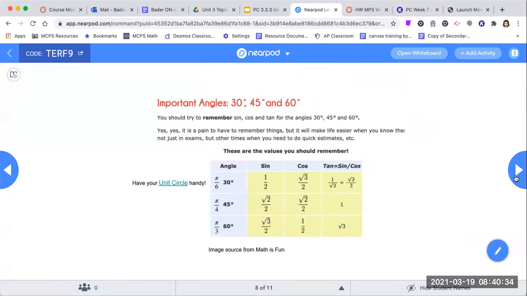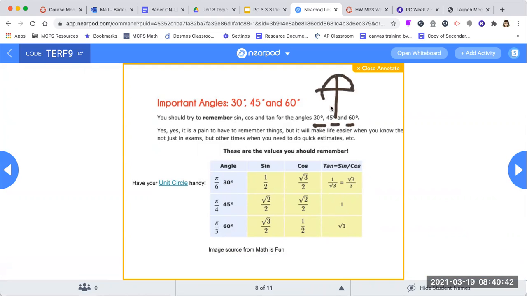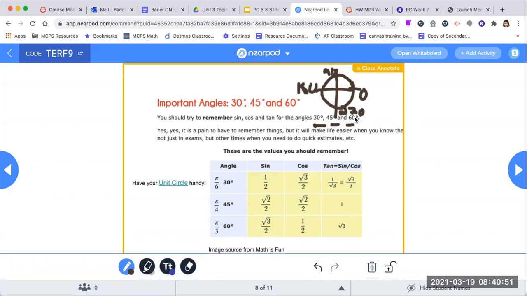It's really important that you try to remember your sine, cosine, and tangent for your special angles, your 30, 45, 60, but also your 0 degrees, 90, 180, and 270, right? Or 0, pi over 2, pi, and 3 pi over 2. Those are called quadrantal angles, right? So you want to just remember those special sine, cosine, and tangents for those special angles.